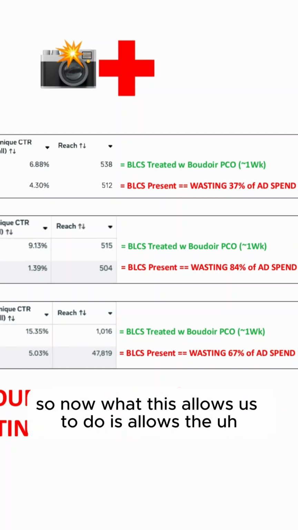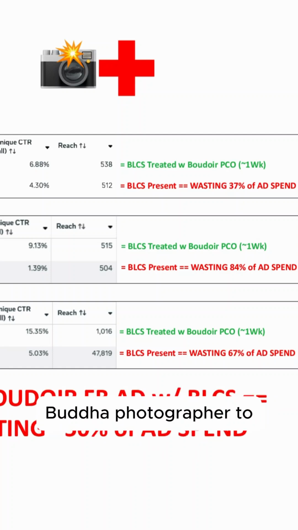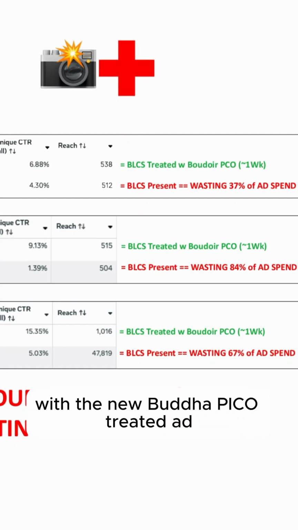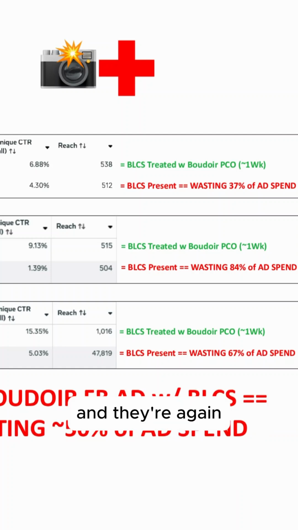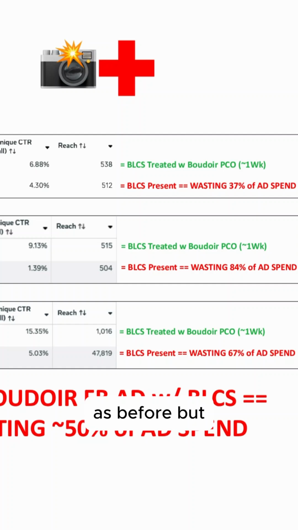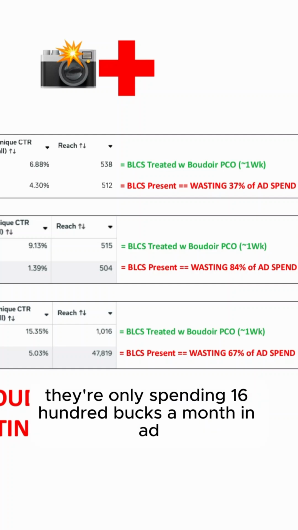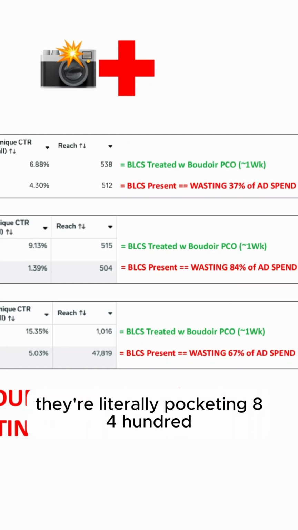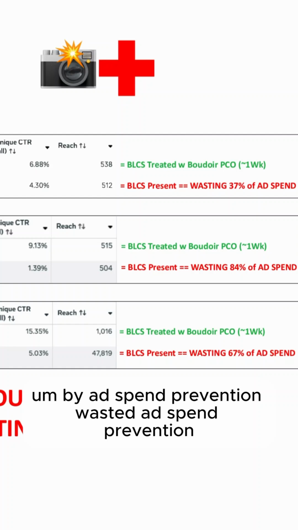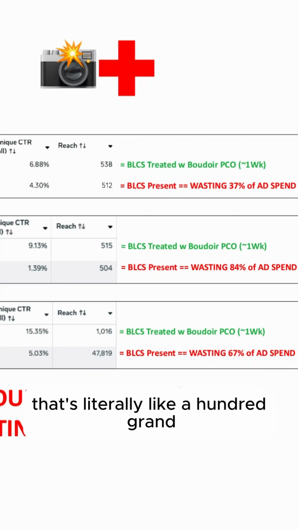So now what this allows us to do is allows the Boudoir photographer to cut out that 8,400 bucks a month and instead only spend 1,600 bucks a month with the new Boudoir Pico treated ad. And they're getting their ad into the same number of women's brains as before, but they're only spending 1,600 bucks a month in ad spend. So they're literally pocketing 8,400 bucks every month by wasted ad spend prevention. That's literally like 100 grand over the next 12 months.